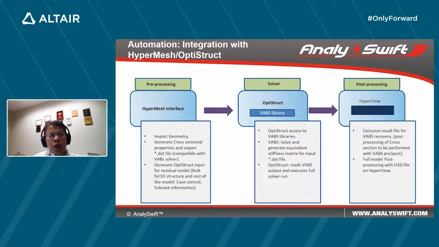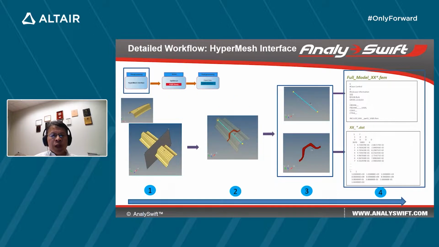And to enable WEBS and increase its user friendliness, we recently integrated WEBS with HyperMesh and OptiStruct. We use HyperMesh to provide the pre-processing, and we implement WEBS as a dynamic link library for OptiStruct, as one of the solvers for Altair products. And then we use HyperView to do the post-processing.